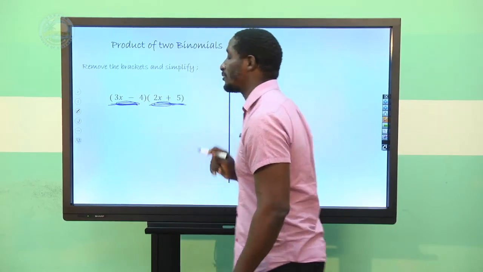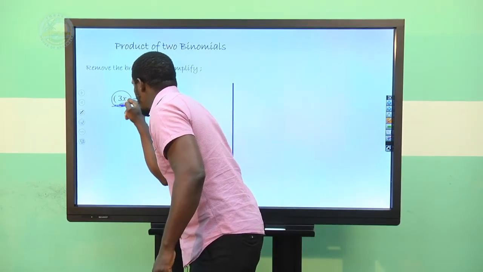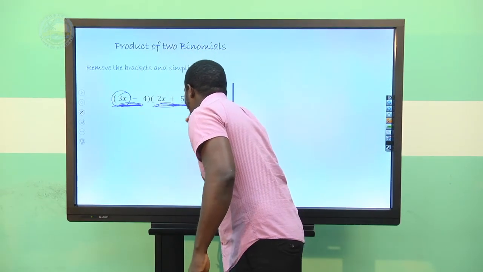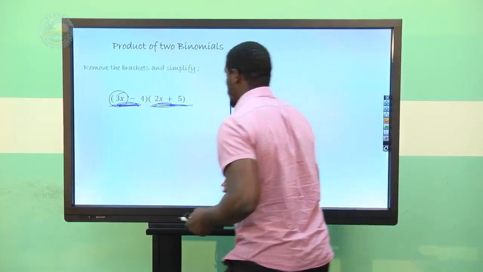So what we can do to achieve that is to take this first element here and multiply it by the entire second bracket. Let's just run that over again.